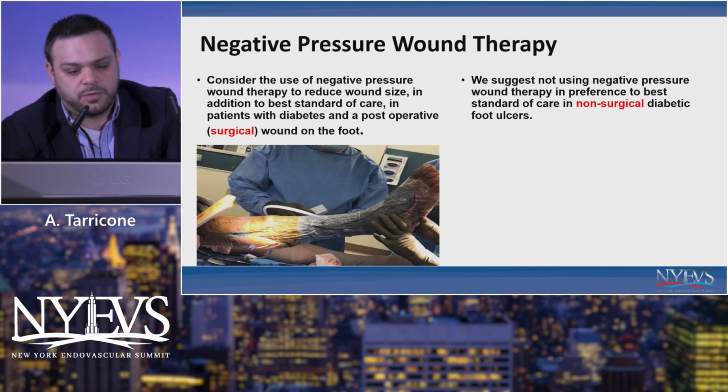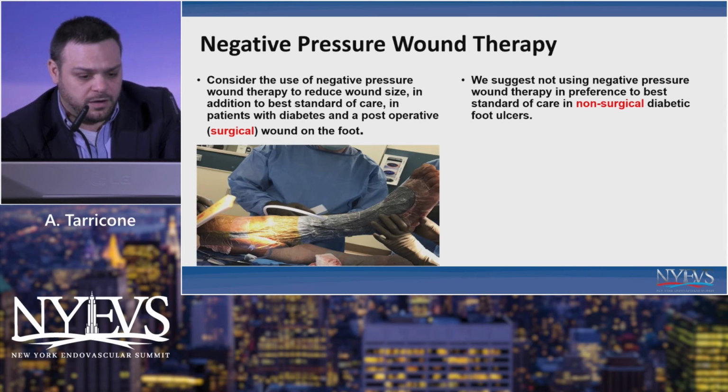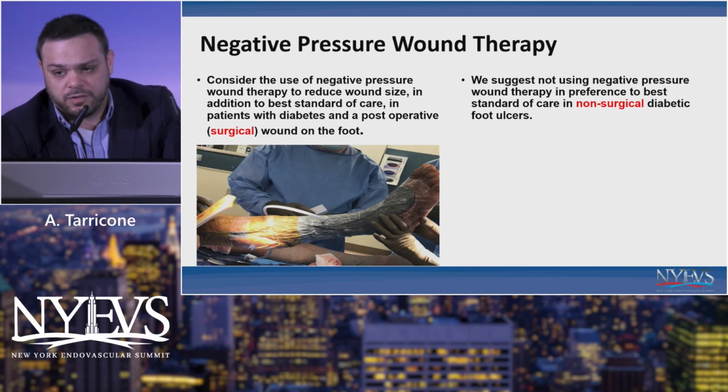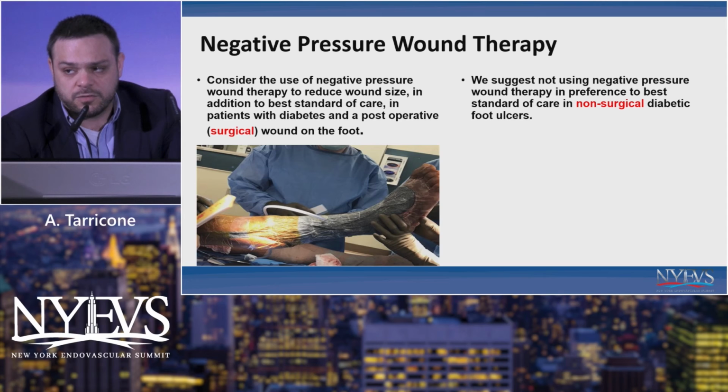This came out as a real game changer. And the indication right now is to consider the use of negative pressure to reduce the wound size in addition to best standard of care in patients that are post-operative. So for example, if you do an amputation and you have a large defect, the use of negative pressure wound therapy has been shown to increase granulation tissue, reduce the size of the wound, and has been shown also to reduce secondary amputation. So it's really something that we want to consider and use as often as we can.